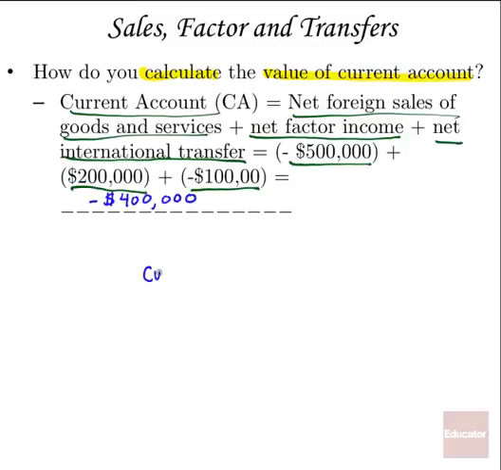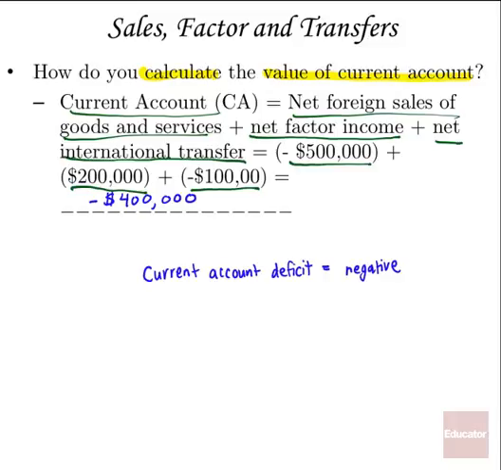So current account deficit is exactly how it sounds. So deficit is when more money is leaving than is coming in, like a budget deficit or trade deficit. So current account deficit is when the value is negative.